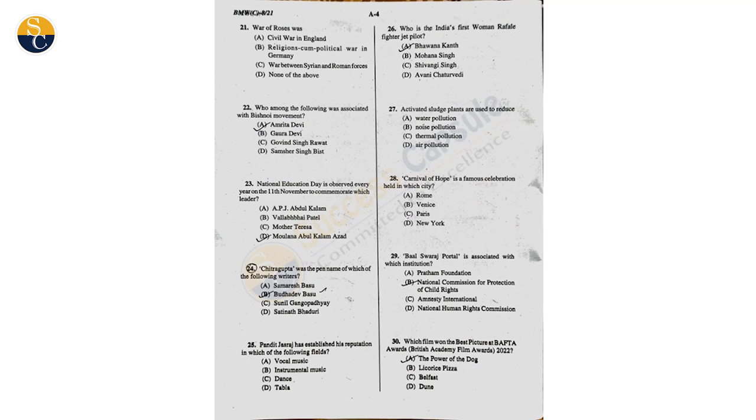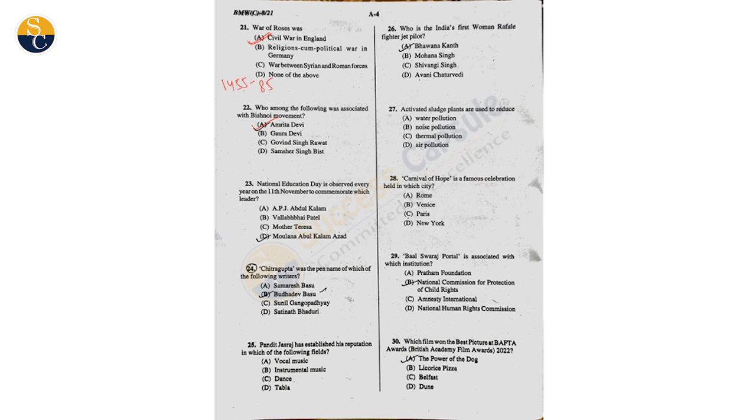Next is War of Roses was. It was a civil war in England for the throne of England between 1455 till 85. So, A is the correct answer. Next, who among the following was associated with Bishnoi movement? Answer is A, Amrita Devi. She led Bishnoi movement in protest against felling of Khejri trees. So, A is the correct answer.